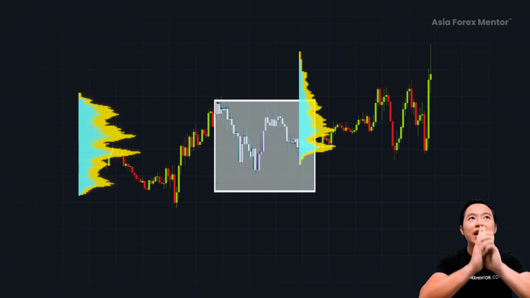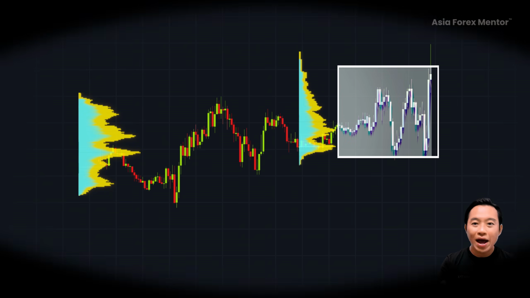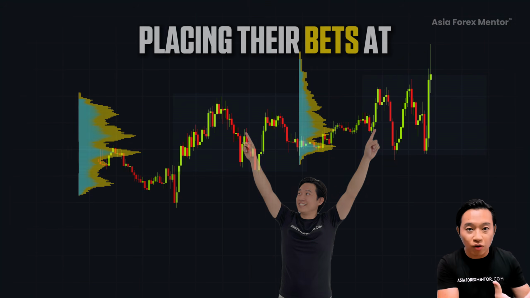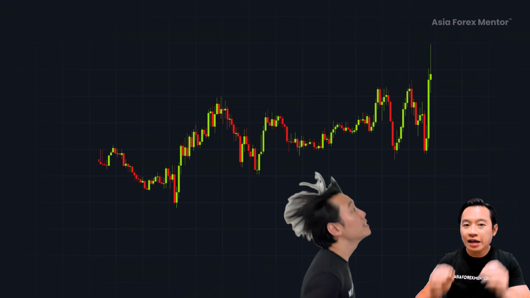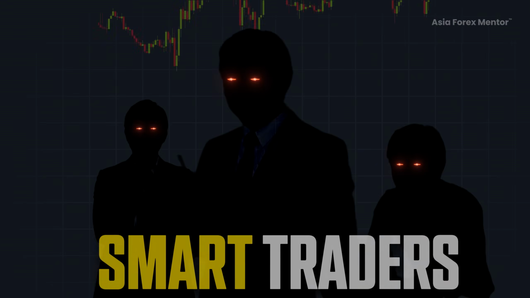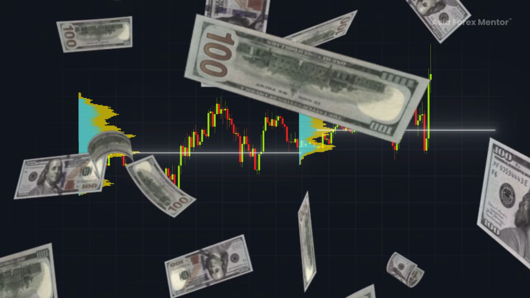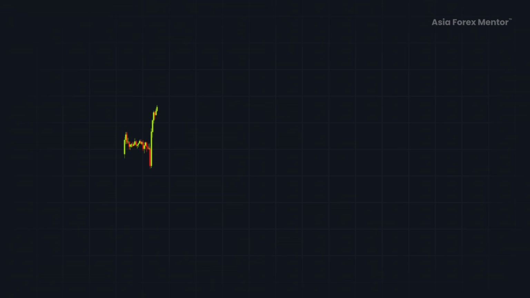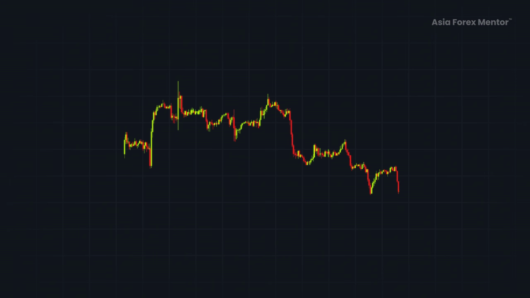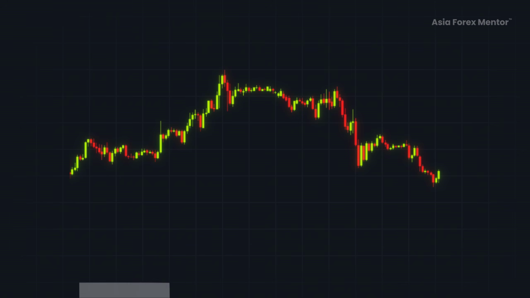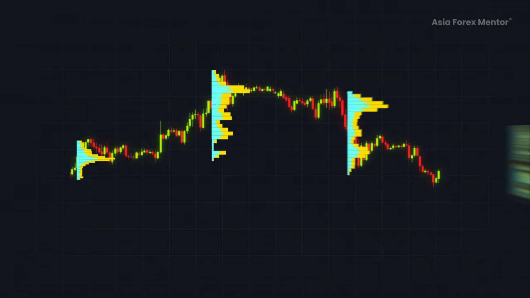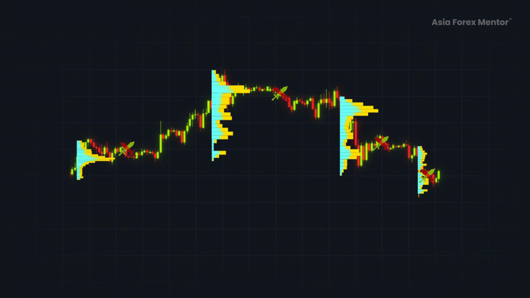This is like X-ray vision of trading that reveals where the market heavyweights are actually placing their bets. While the crowd chases all the green and red candles, the smart traders are quietly watching the price zones where billions of dollars are changing hands, the levels that truly move the market. Because here's the truth: the market doesn't just move randomly. It reacts to invisible footprints, the zones where the buyers and the sellers once fought the hardest, and the volume profile exposes every one of them.